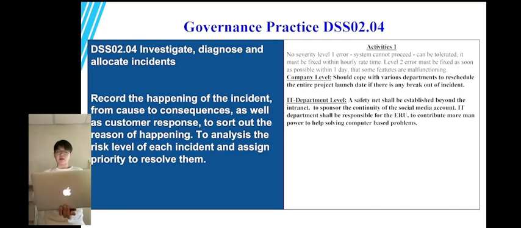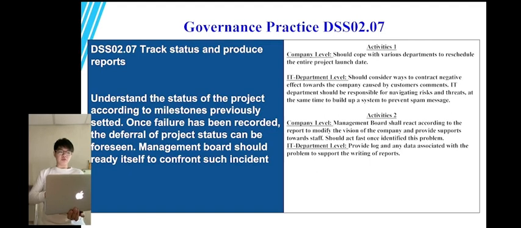As an IT department, social media is on the internet, so a safety net should be established to sponsor the continuity of the social media account and install antivirus software and a firewall to prohibit the intervention of external data that could lead to the collapse of the internal system. As well, the IT department should be responsible for the emergency response unit to contribute more power to help solve computer-based problems.